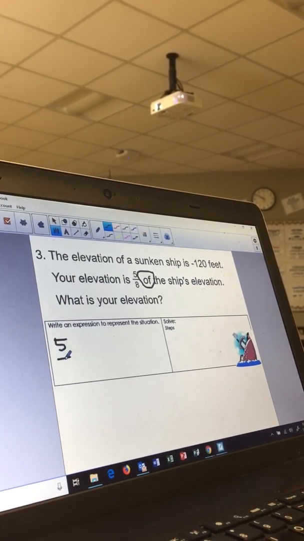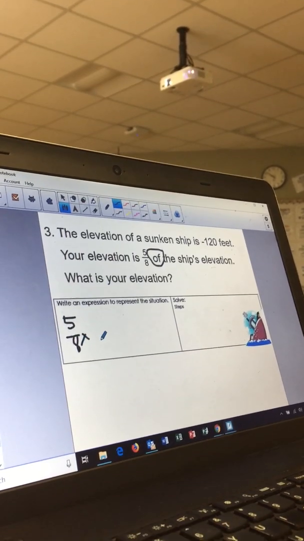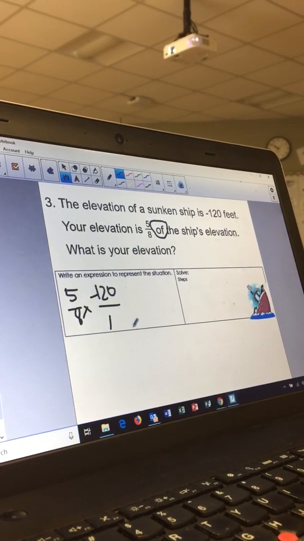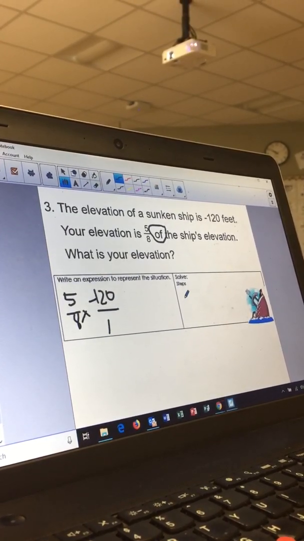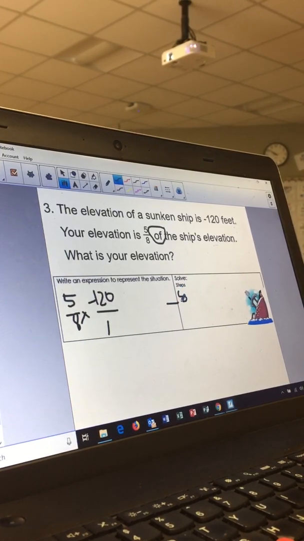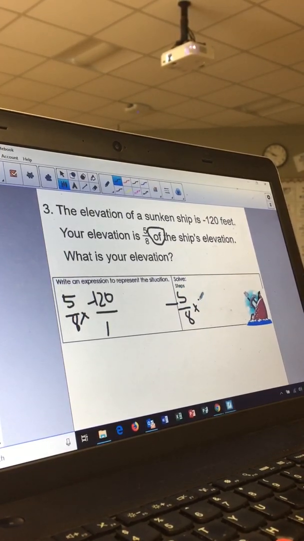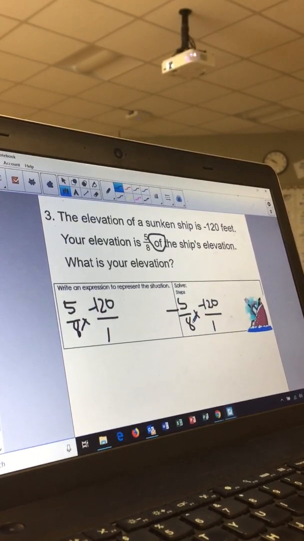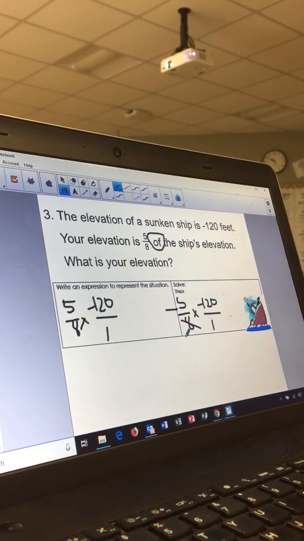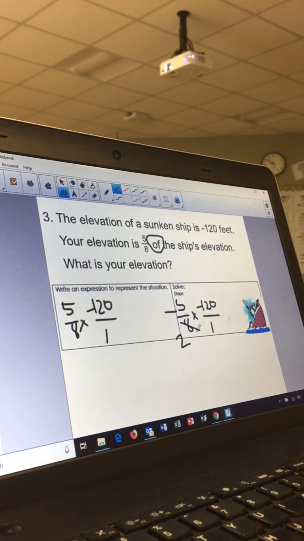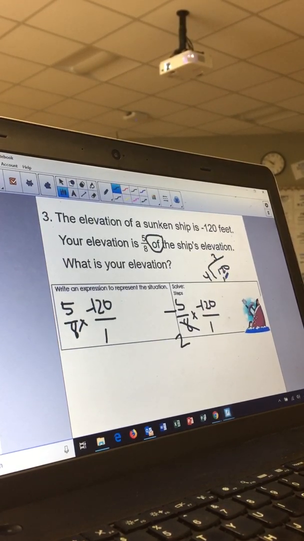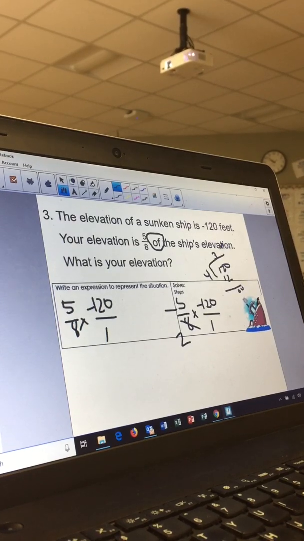So we do 5/8 times the -120 over 1. You don't even need that 1 right there. So to solve it, I'm going to take 5/8 times -120. Simplify before you multiply. 8 divided by 4 is 2. 120 divided by 4, it's going to go in there 3 times, which means we're going to get 30.